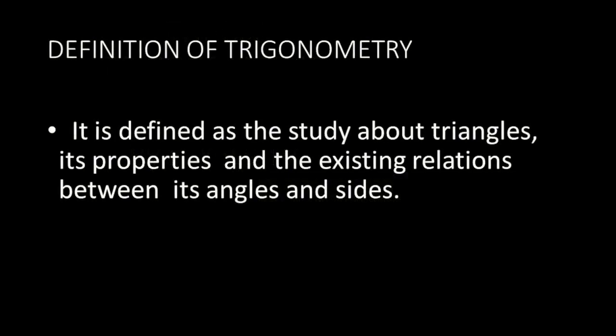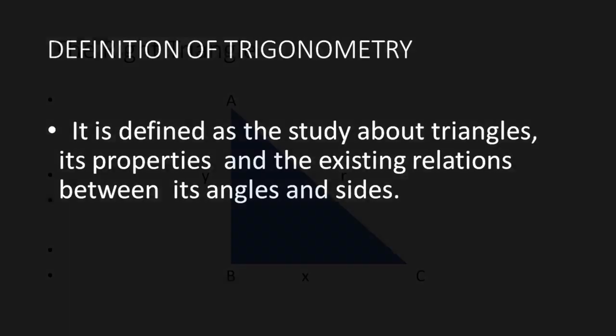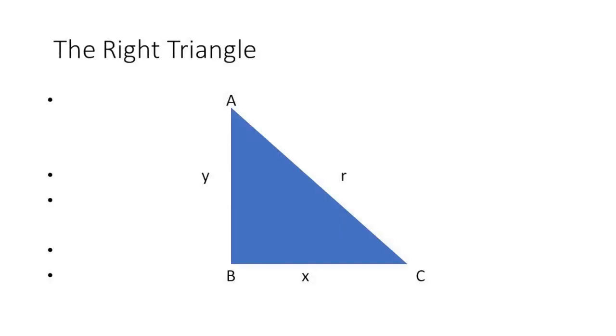So we have the definition of trigonometry. It is defined as the study about triangles, the right triangle more specifically, its properties and the existing relations between its angles and sides. As you can notice, we said that the study of trigonometry pertains to the right triangle.